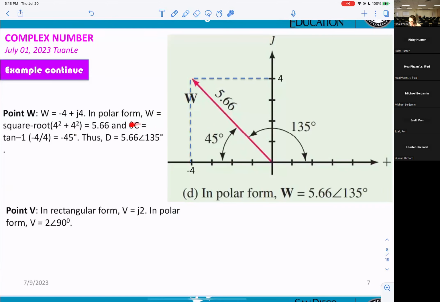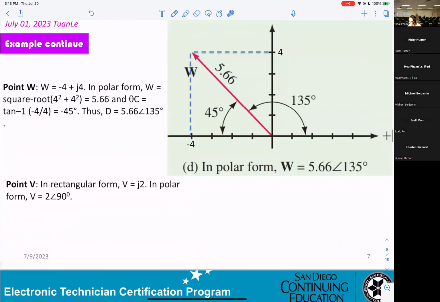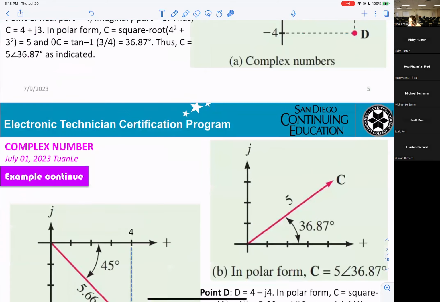So finally you get 5.66, and the angle you can use is 135 degrees. You understand? This is 90, this is 45. And point V. When V, if you do the calculation, let's see.